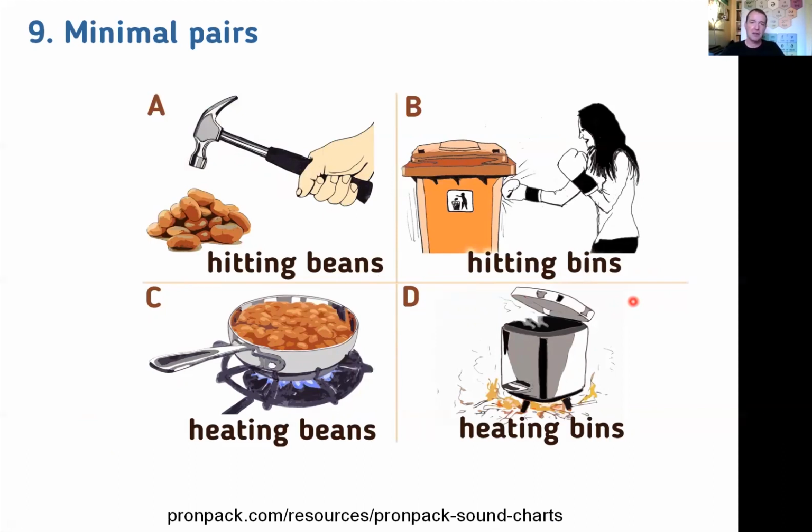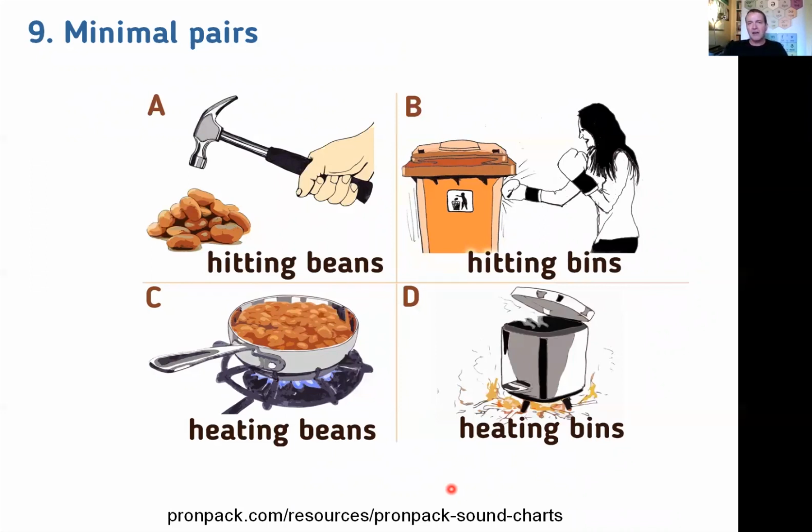For example, in this one, you say one of the phrases and the students identify A, B, C, or D. For example, heating bins, heating bins. Which one am I saying? Well, I'm trying to say this one. So hopefully you looked at that. So you can do that, and then the students can do it for each other. One student says the phrase, and the other student identifies the picture.